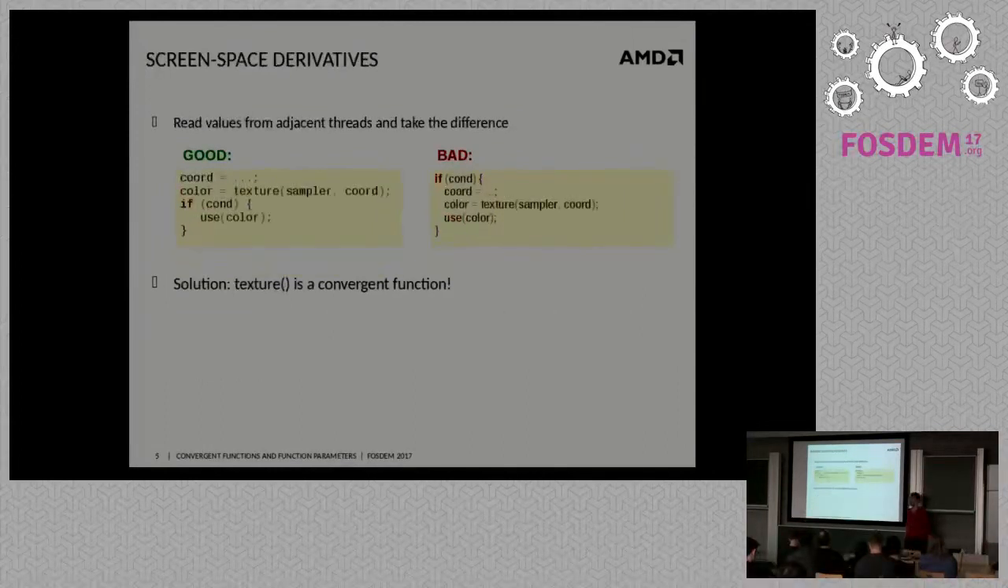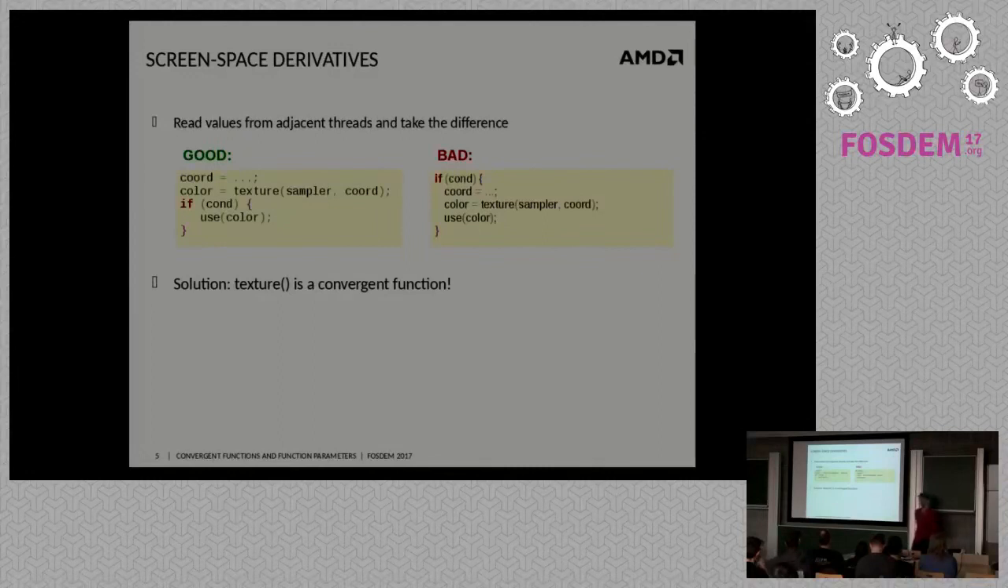The second example are screen space derivatives. The typical use case for those would be when you're sampling a texture in a pixel shader, you want to take the derivative of your texture coordinates to be able to select the level of detail at which you're sampling the texture.